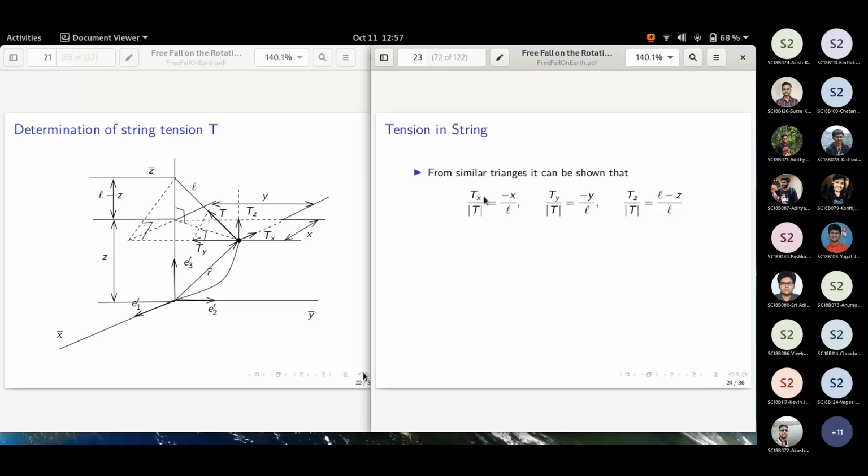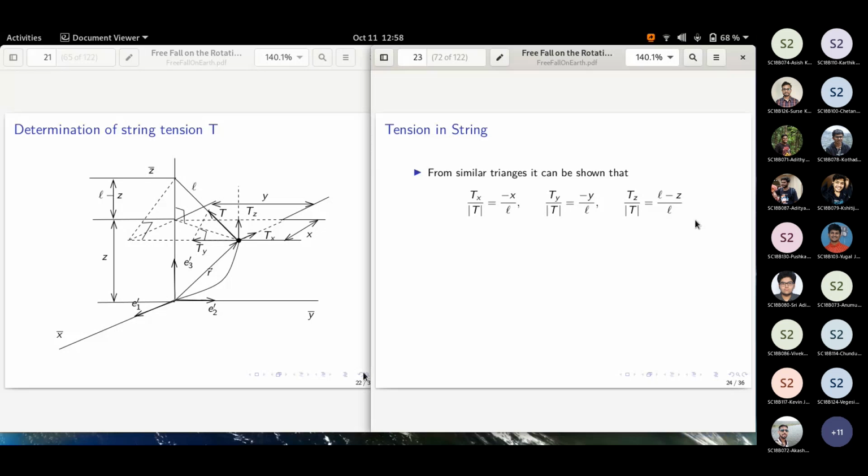Similarly, this is true even for Tx divided by modulus of T, which is minus x times L. So it is minus x and minus y because of the way we have drawn the figure, in the positive xy quadrant. The components Tx and Ty are in the opposite directions of x and y. z is in the positive direction. So we have Tz divided by modulus of T equal to L minus z by L.